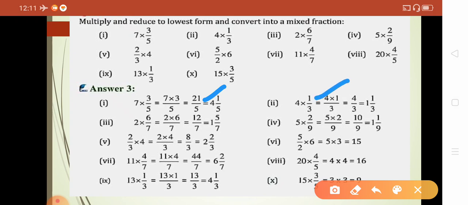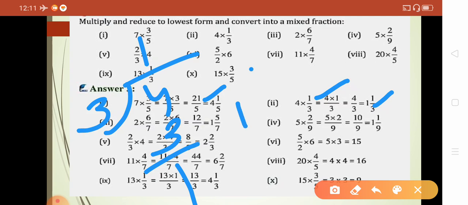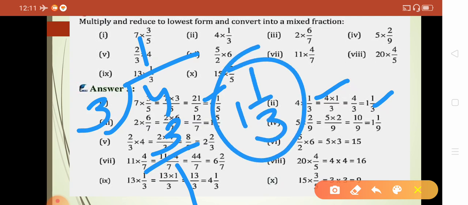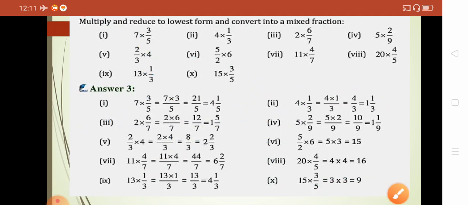Second part, 4 by 3 multiplied, we will have 4 by 3 and the answer is 1 and 1 by 3, because whenever you divide 4 by 3, 3 ones are 3, remainder 1. So the answer is 1 and 1 by 3. Next part, 2 multiply 6 by 7. That means 6 2s are 12 by 7 and the answer is 1 and 5 by 7.